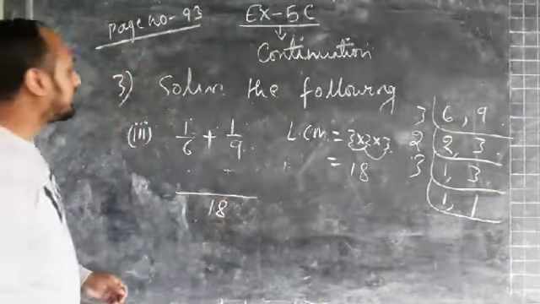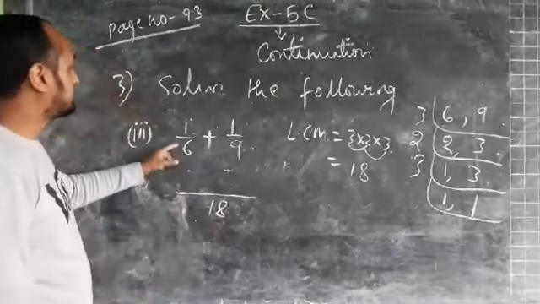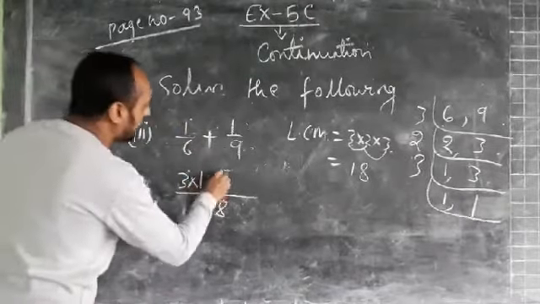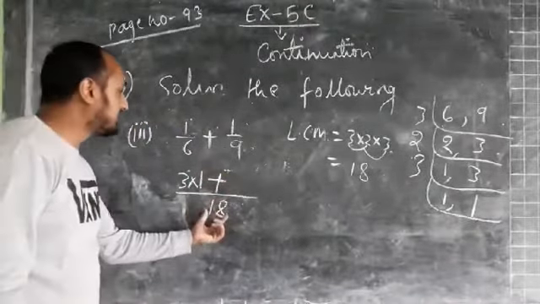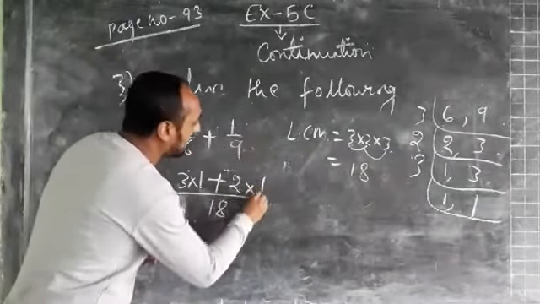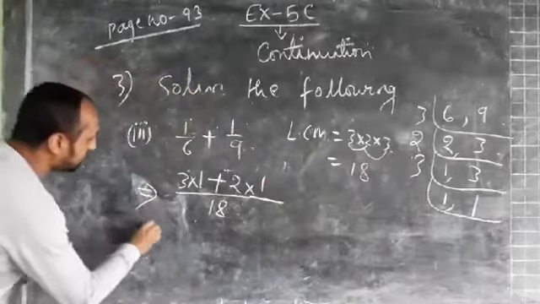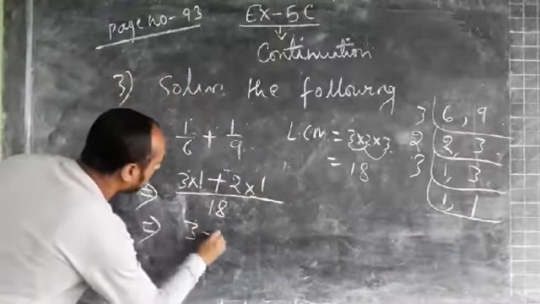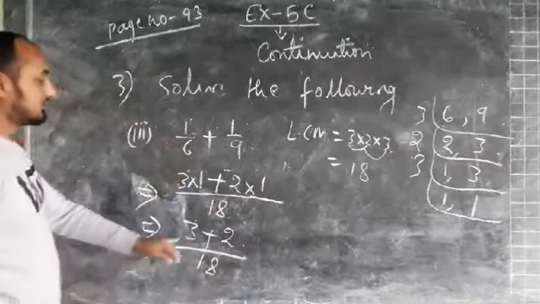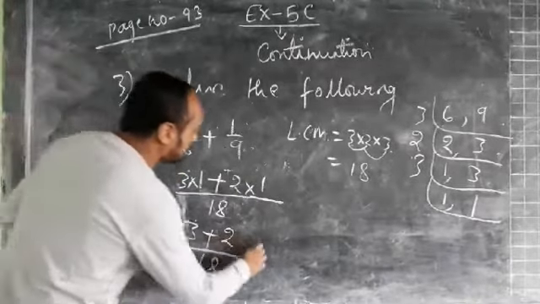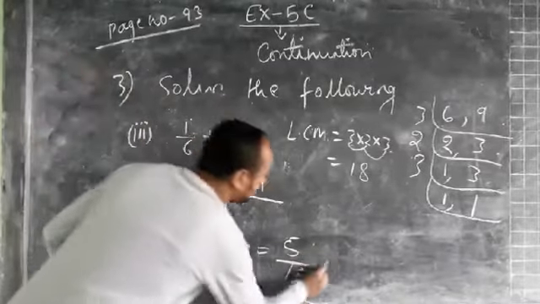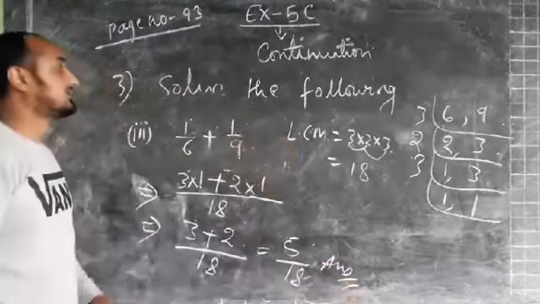Now what we'll do is divide 18 by 6. So 6 3s are 18 into whatever we have in the numerator, plus again we'll divide 18 by 9. 9 2s are 18, 2 into we have 1 in the numerator. So next step we have 3 1s are 3 plus 2 1s are 2 divided by 18. If we add 3 plus 2 we have 5 by 18. So this is the answer for question number 3.